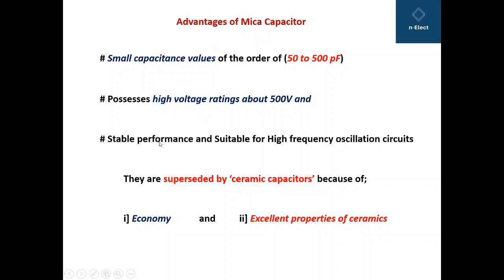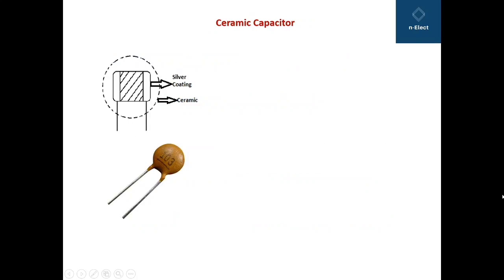But these mica capacitors are superseded by the ceramic capacitors, because of the qualities of the ceramic capacitor. The qualities are that they are economic, in the sense they are low price capacitors, easily affordable, and have excellent properties of the ceramics, which is used as a dielectric in ceramic capacitor. So, moving on to the ceramic capacitor.